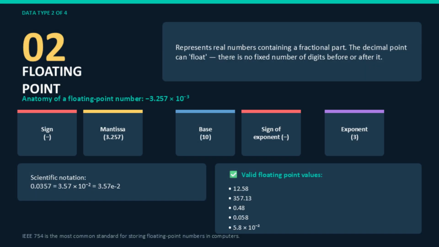Next is the floating point data type. It is used to store real numbers with decimal or fractional values, such as 12.58, 357.13, and 0.058. Unlike integers, the decimal point can move, allowing a wider range of values to be represented. Most computers use the IEEE 754 standard to store floating point numbers accurately.